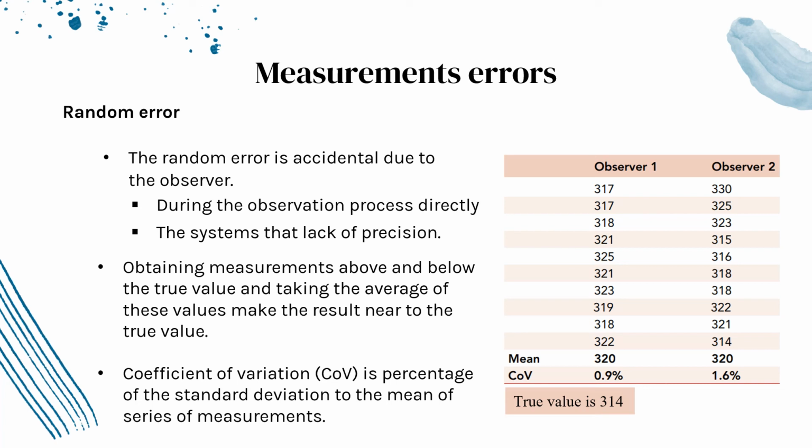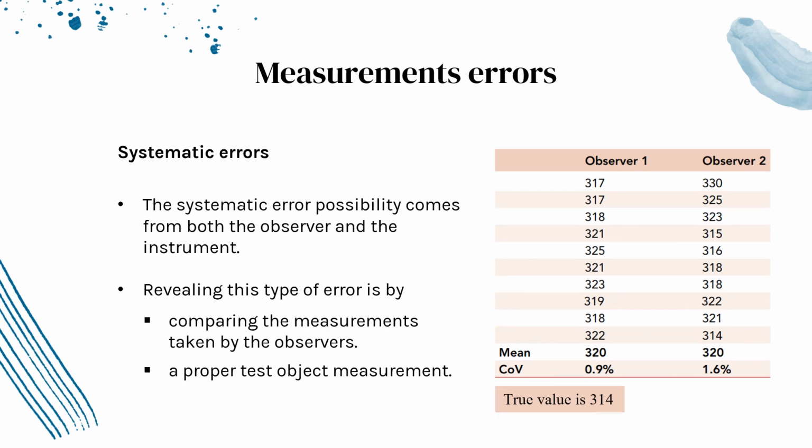Coefficient of variation is used to measure the random error, which is the percentage of the standard deviation to the mean of a series of measurements. As we can see here in the right table, which shows the mean and the COV, or coefficient of variation, of 10 values taken by 2 observers. The true value of the measurement they made is clarified below the table.